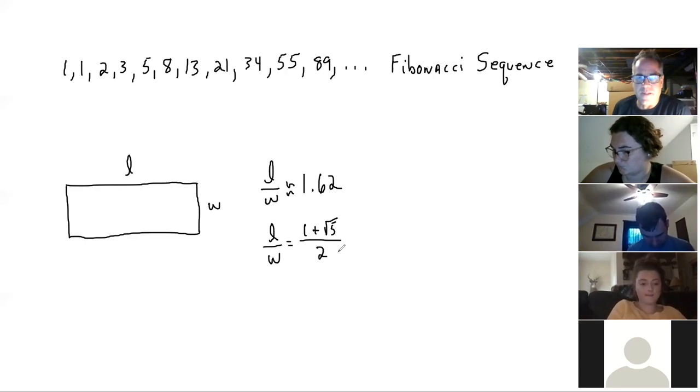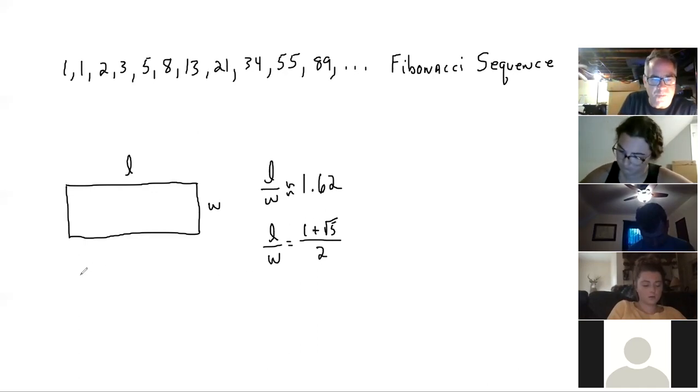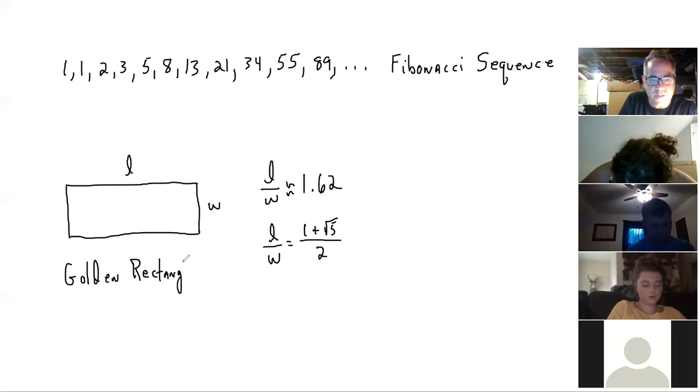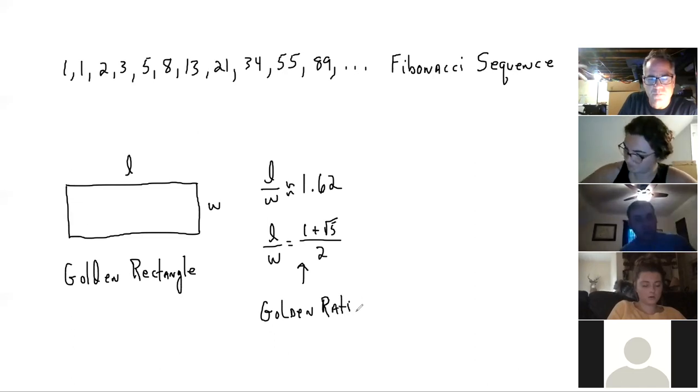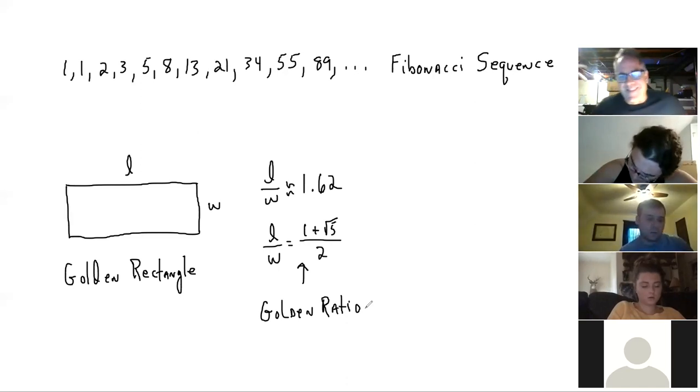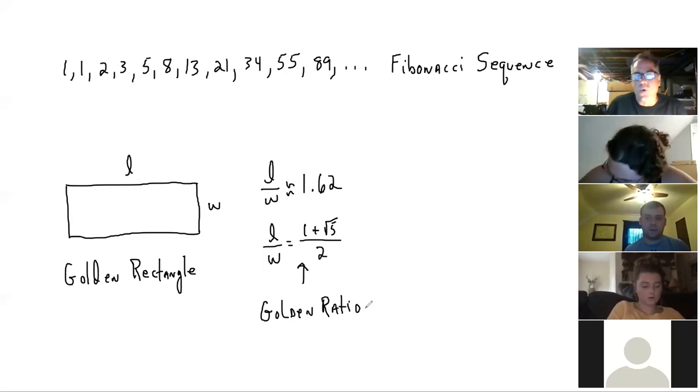When the length divided by the width is around this 1.62, or exactly this, it is referred to as a golden rectangle, and this is called the golden ratio. So it gets its name. What makes it golden? Why is it the golden rectangle? It's more special than any other rectangle.